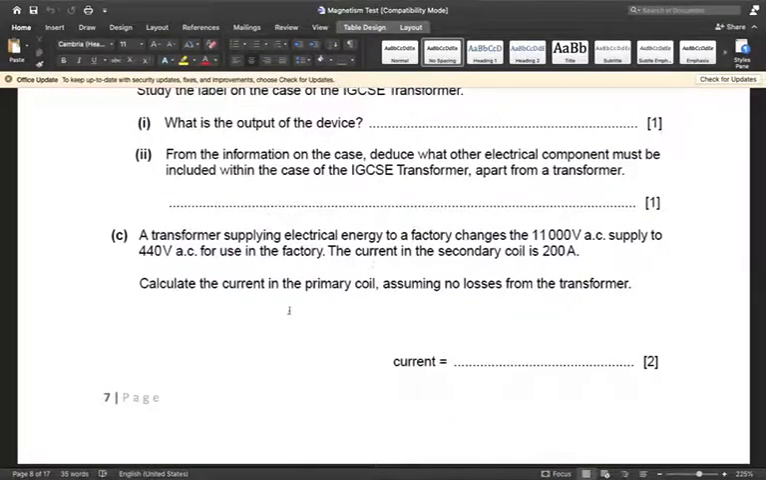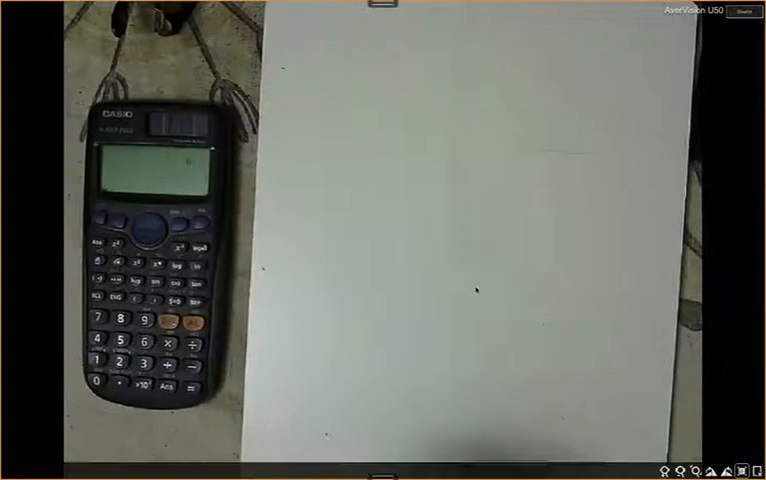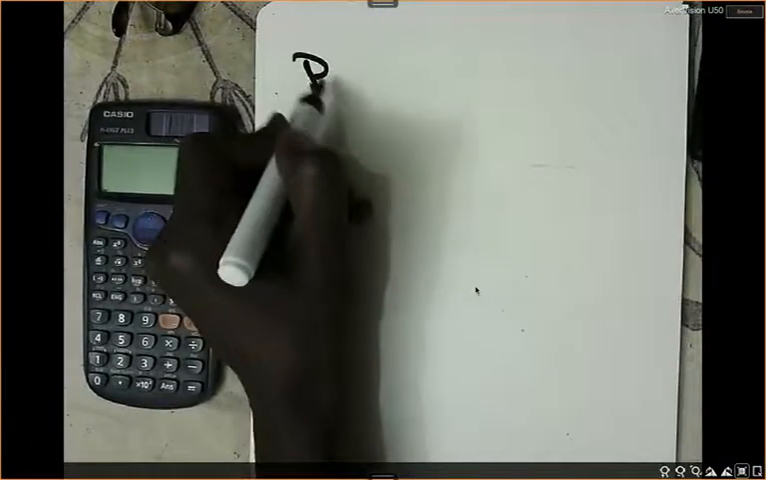Okay, now we have this question. It says that a transformer supplying electrical energy to a factory changes 11,000 volts to 440 volts for the use of the factory. The current in the secondary coil is 200 amperes. Calculate the current in the primary coil, assuming no losses from the transformer. So when they say no losses, it means that the transformer is 100% efficient. So the power input is the same as the power output. I want you to use this formula to answer this question.